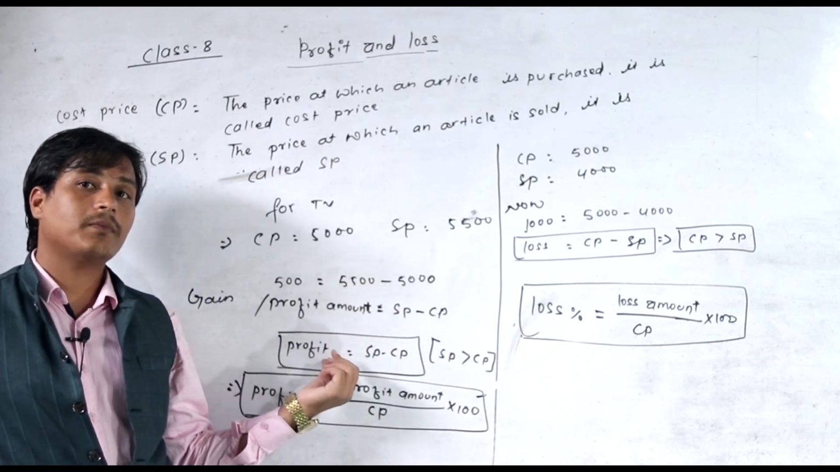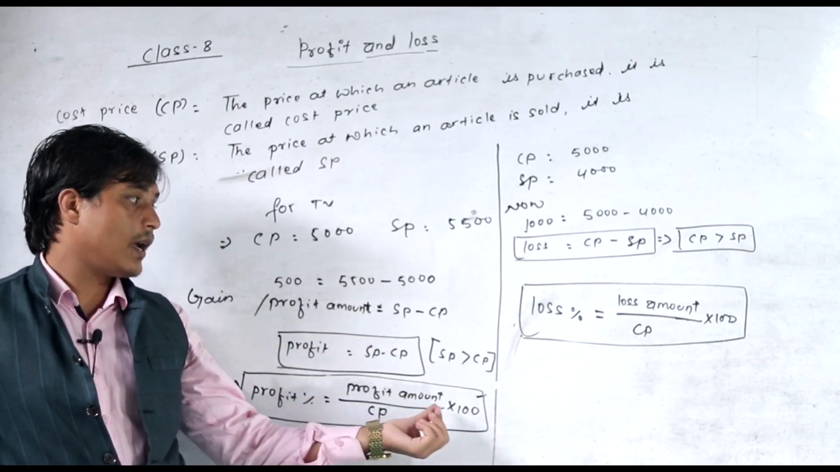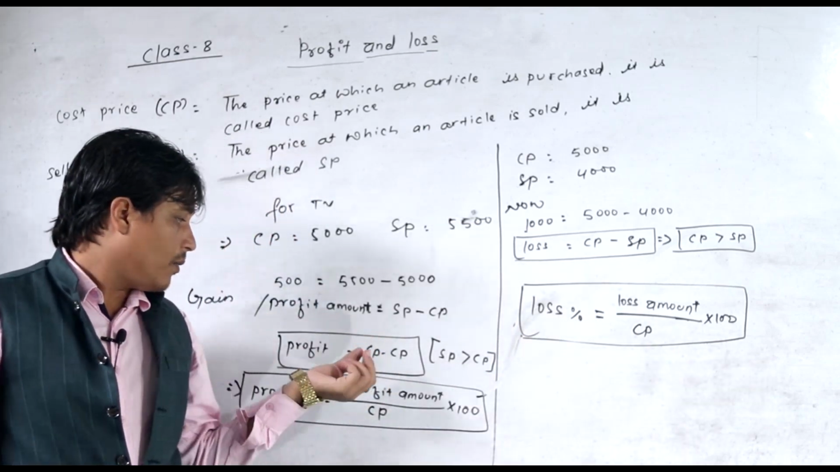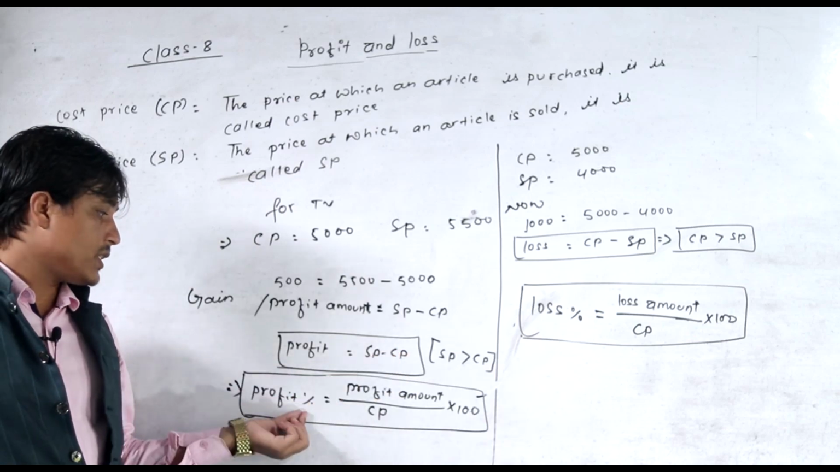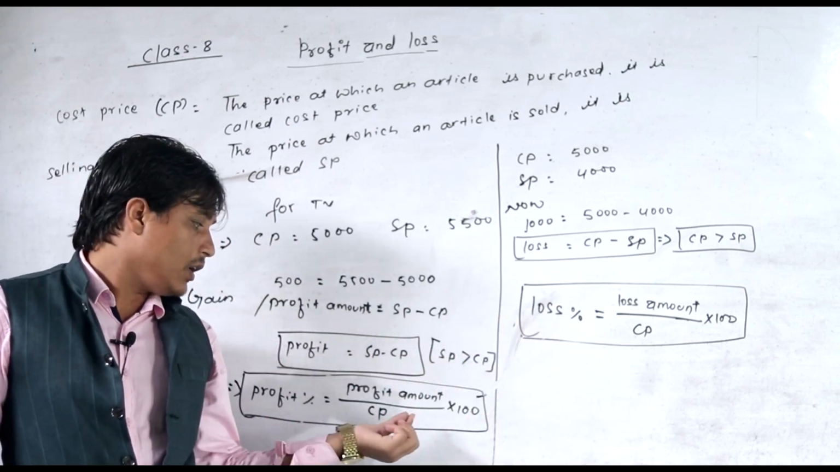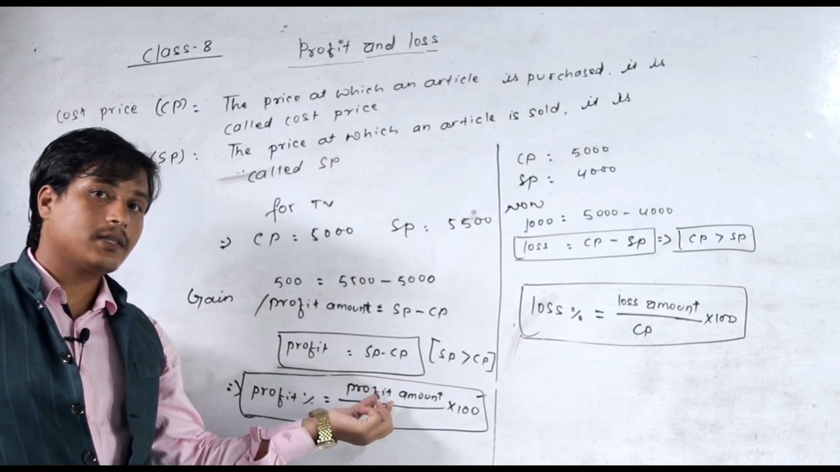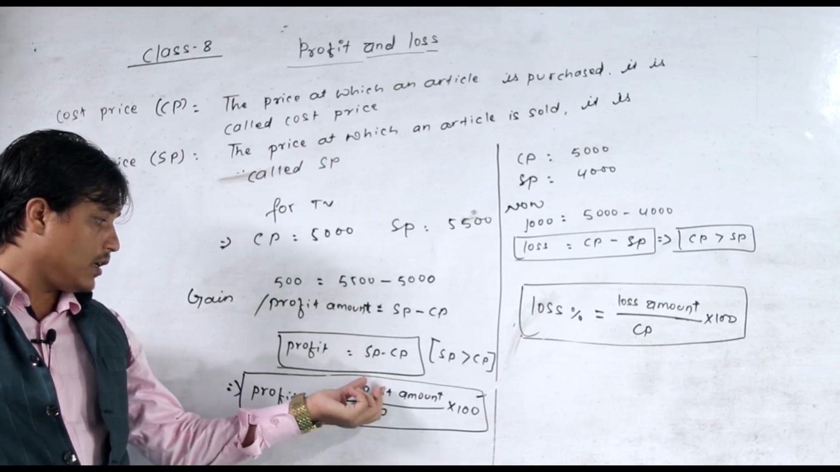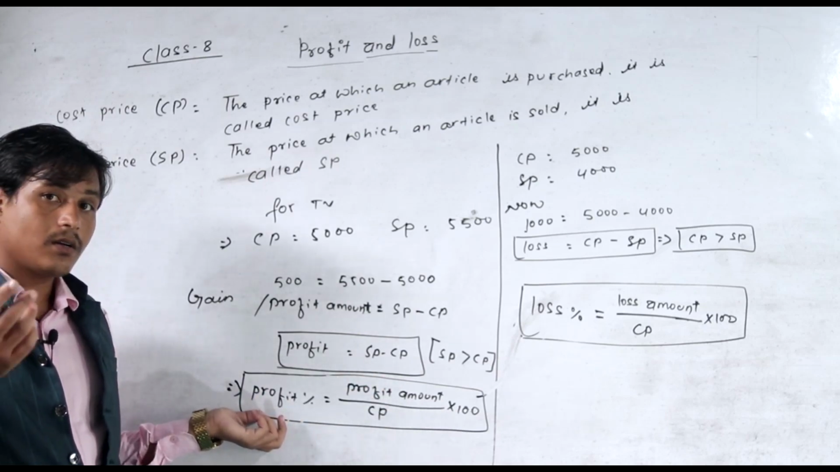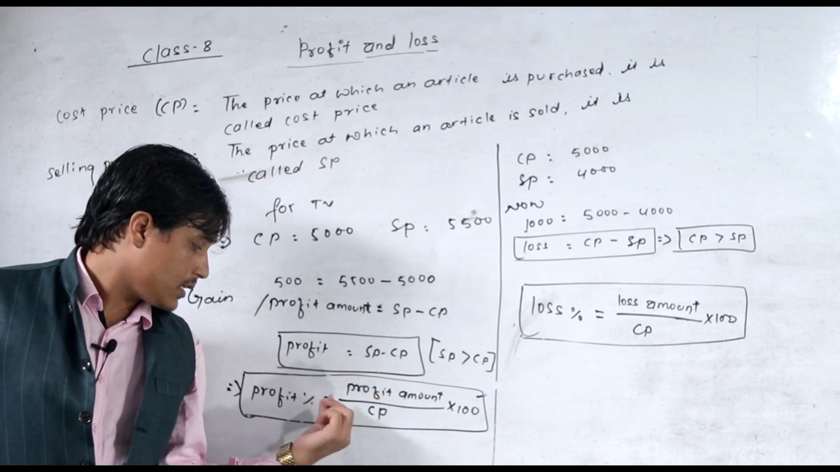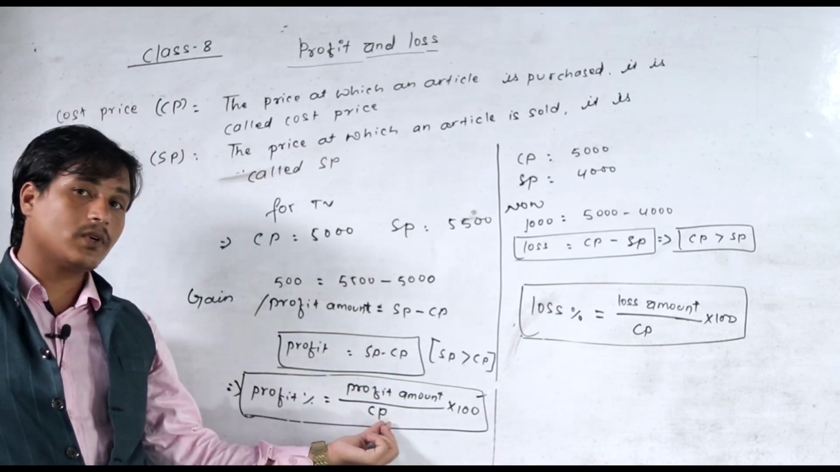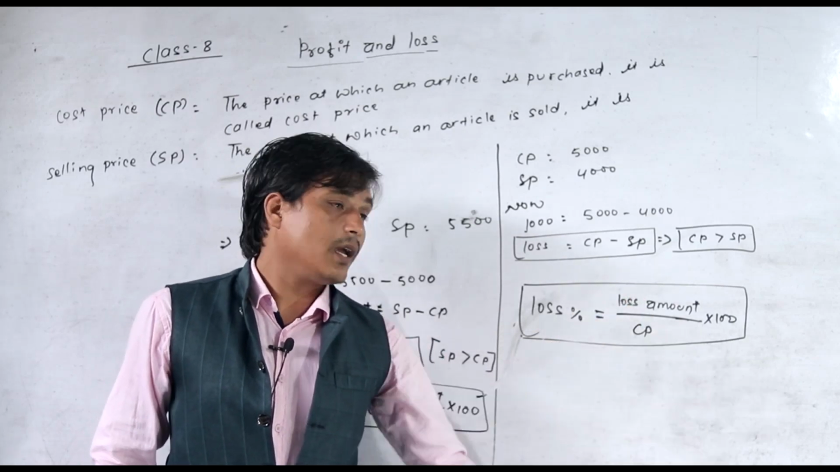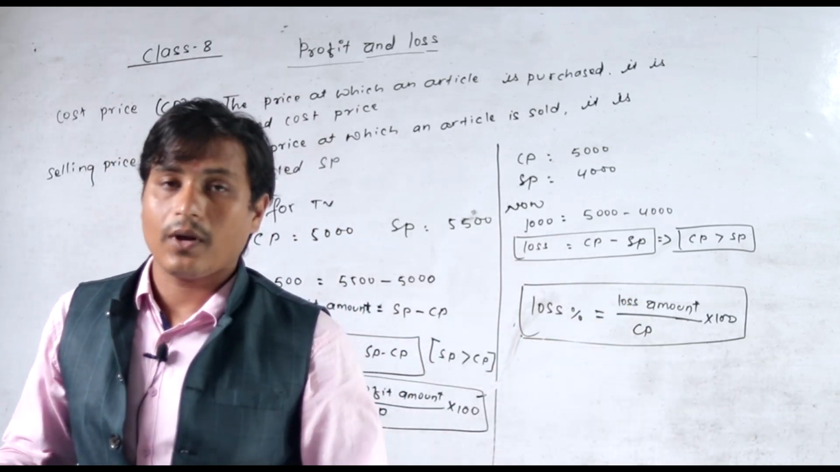Likewise, you can formulate profit percentage, and also loss percentage. Profit is SP minus CP, and percentage means in the numerator we have to write the quantity we are going to determine, that is profit amount upon CP into 100, and loss percentage is loss amount upon CP into 100. Now I am going through the lesson.